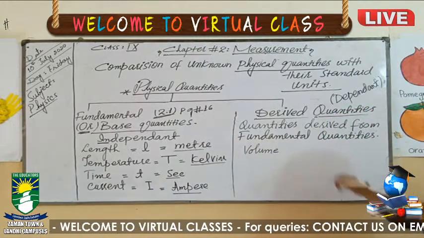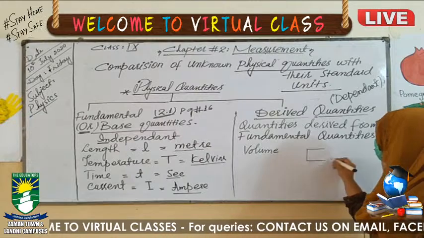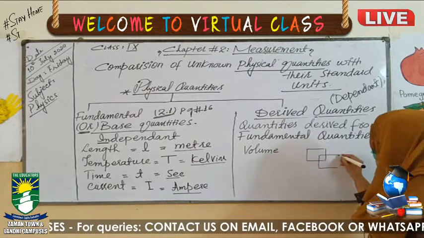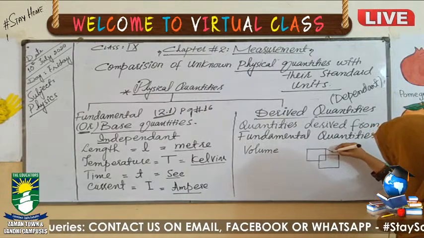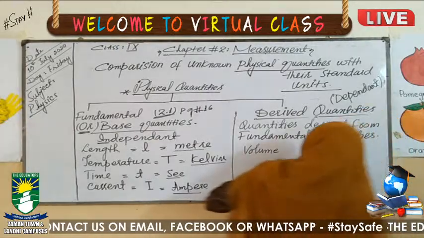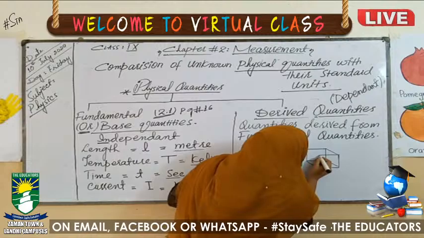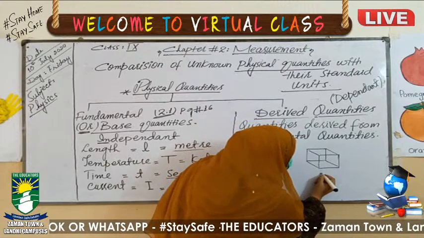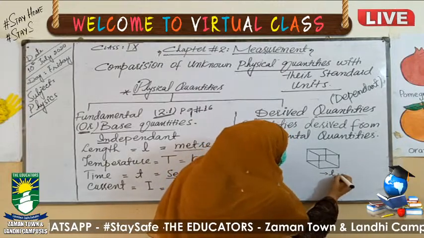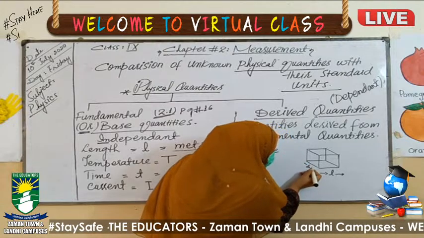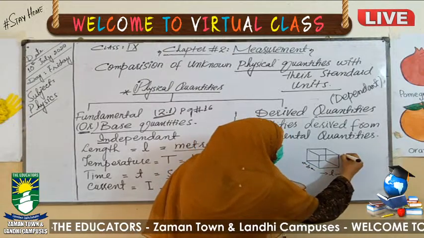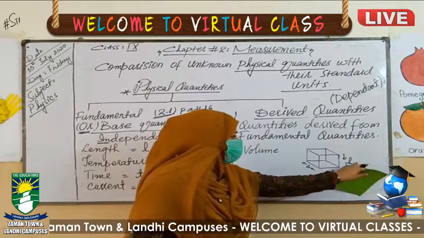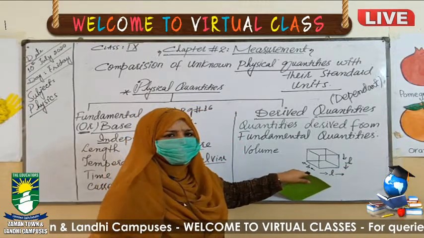Suppose here is a block. A block has three dimensions: length, breadth and height. This dimension is showing you the length. This one is showing you the breadth of the block, while this part is showing you the height of the block. The height, length and breadth are the dimensions of this box.